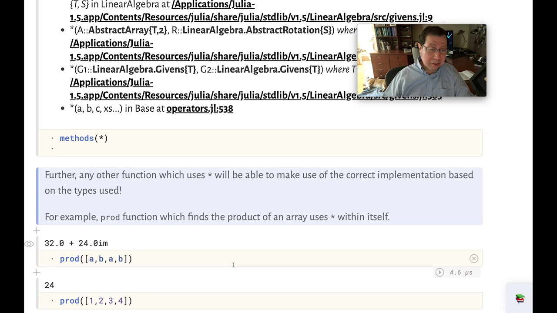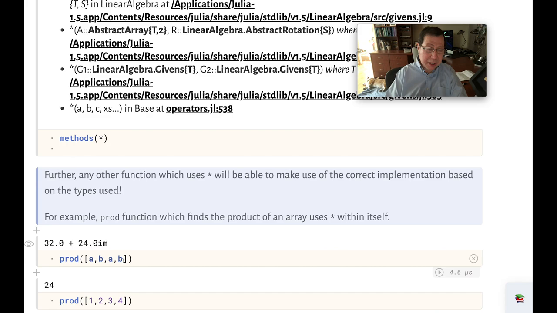I can take the product of four complex numbers, right? So star means multiply two objects. Prod means take the product from left to right of a vector. So this is defined as A star B star A star B, and of course it propagates. In other words, you don't have to rebuild prod, it just uses the star as it's defined, right? Or here's prod of some integers.